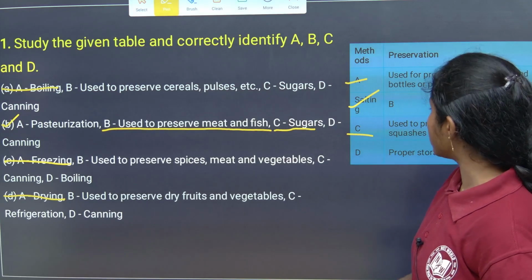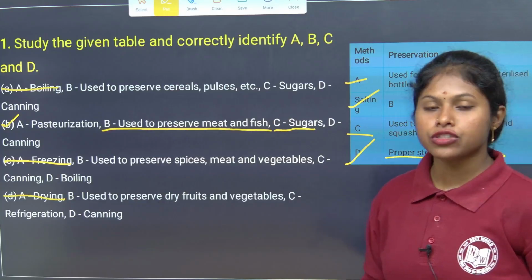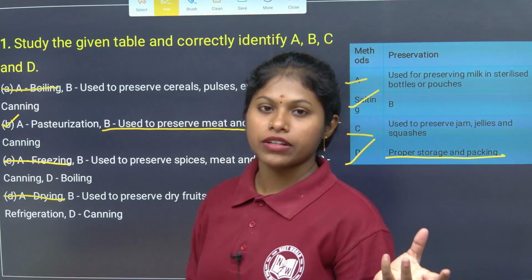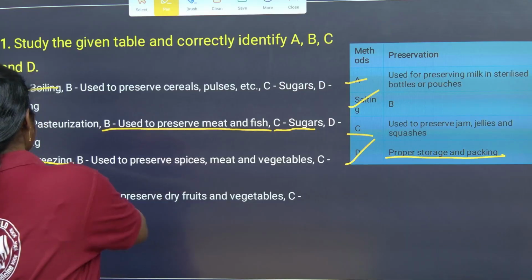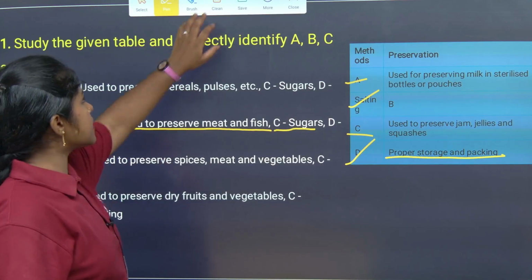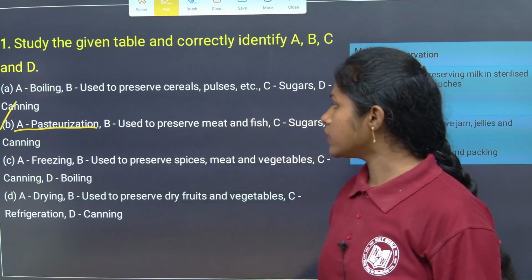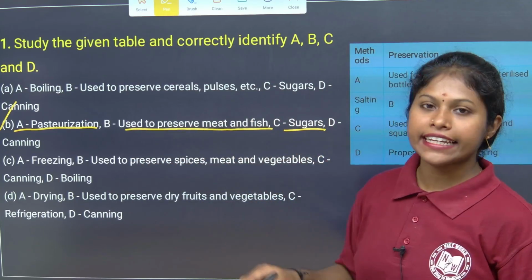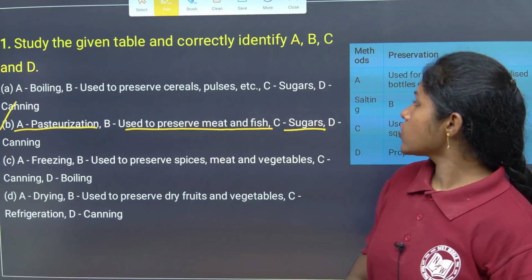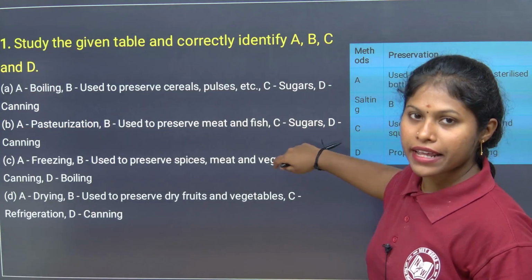Coming to option D, children, proper storage and packing. The process where we store food in airtight containers, we call canning. Here option B is the right answer for this question, because A is the pasteurization method, B is used to preserve meat and fish, C is sugar, and D is canning. Okay children, are you all clear about this question? Okay, coming to the next question.